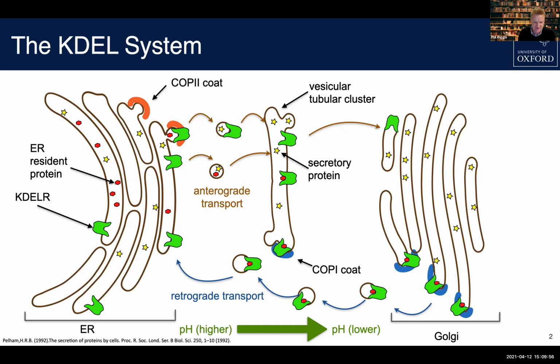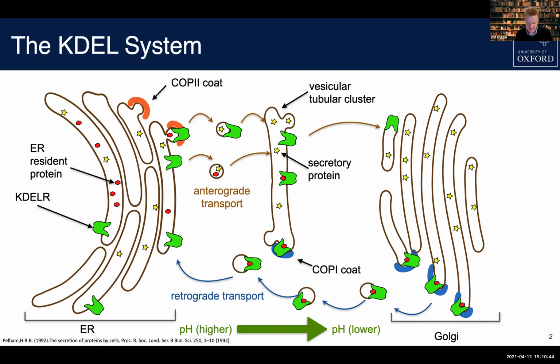Most of this has been mapped out for a few decades, mostly by people like Hugh Pelham in the 90s. But the details of how this is controlled are still remarkably unclear. One thing we do know, which I've indicated at the bottom here, is that in the ER the pH is about 7-ish, whereas in the Golgi the pH is a bit lower, about 6. So people have speculated that this may be part of the process controlling how these KDEL receptors function. That's the basic cell biology background.